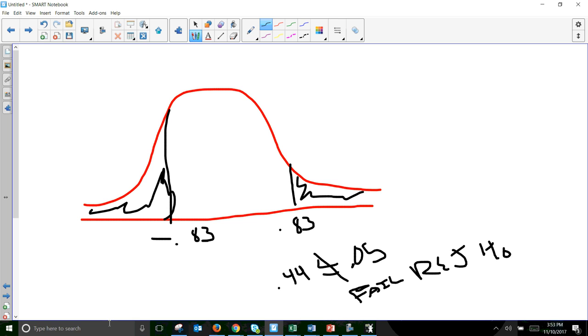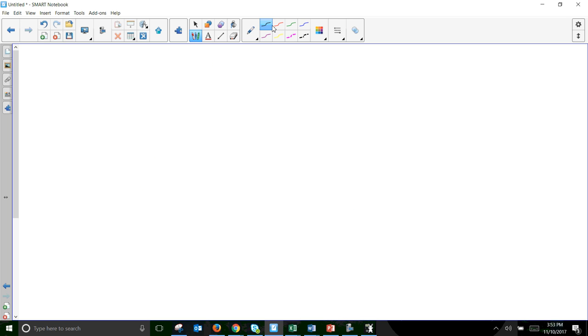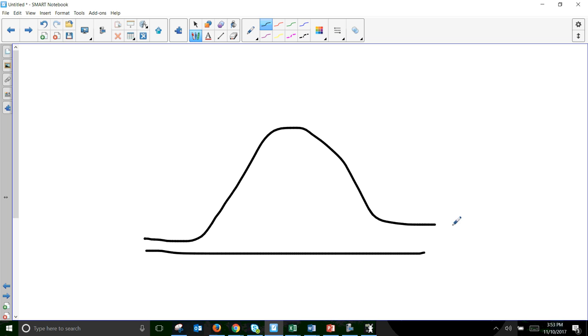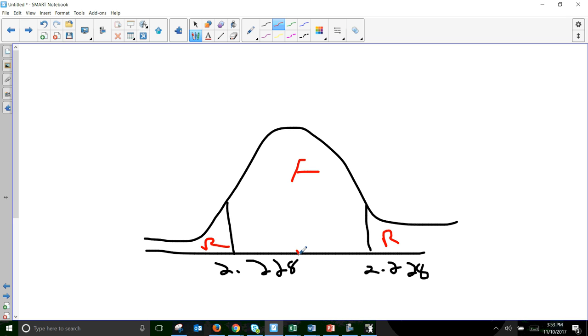Okay. Or the other thing we could do is look at our t-distribution and put our critical values, which was 2.228, and we can look at our test statistic. So this is our reject zone, and this is our fail to reject zone. So this is 0 here, and negative 0.83 is right about here. So that's in our fail to reject zone, so that matches with that.